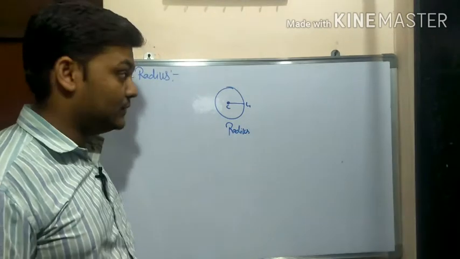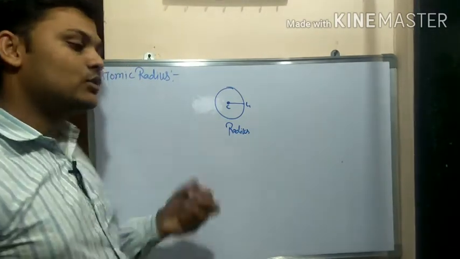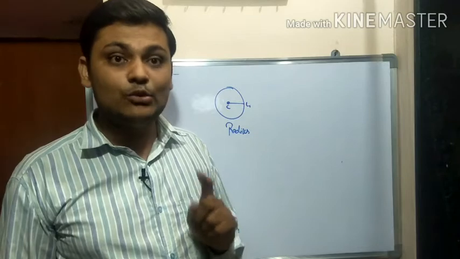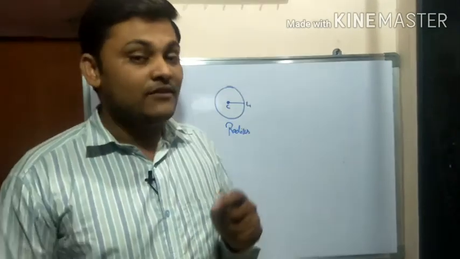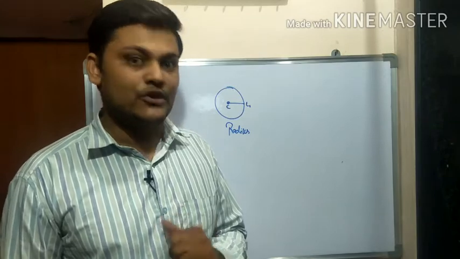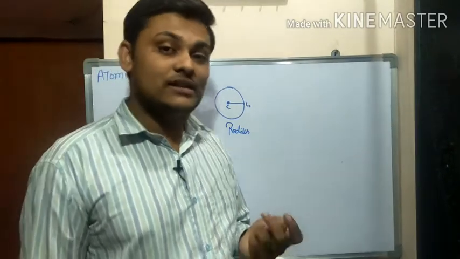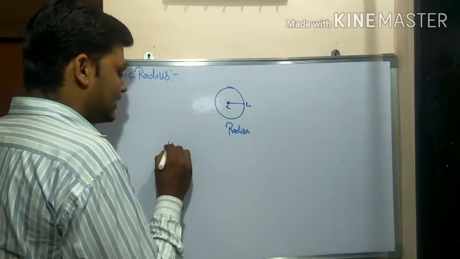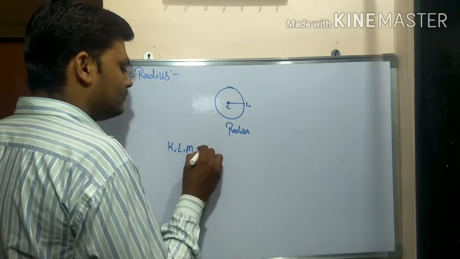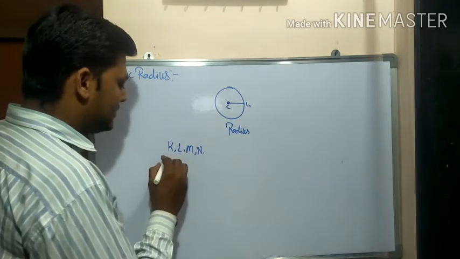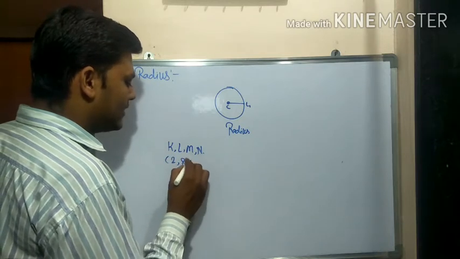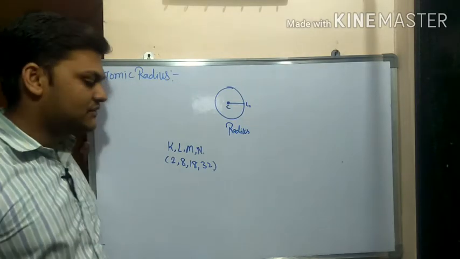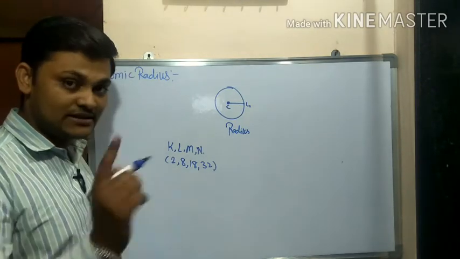We know very well, each and every particle is made by atoms, and an atom also has its own radius. In the previous video lecture we discussed electronic configuration, in which we studied how many electrons are present in the shells, which are K, L, M, N. There are 4 shells, and the occupancy of each shell is 2, 8, 18, 32.